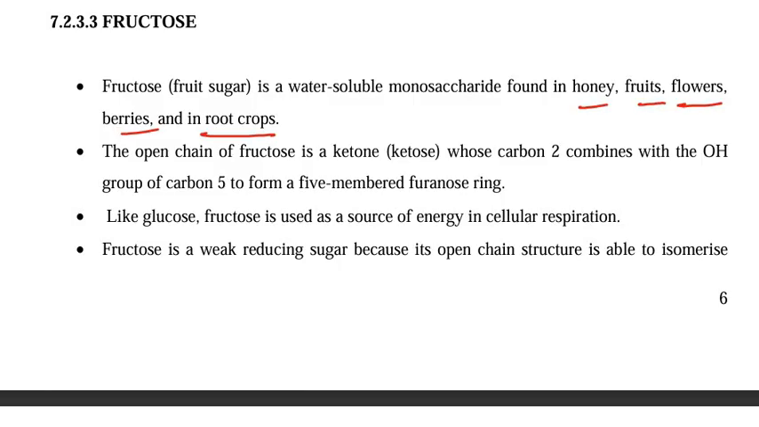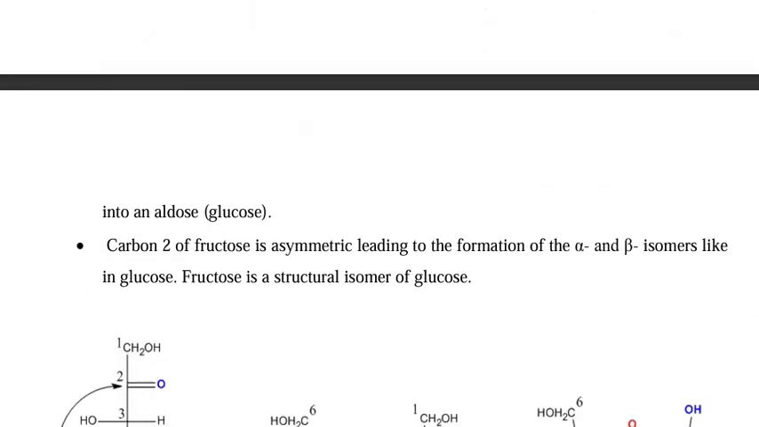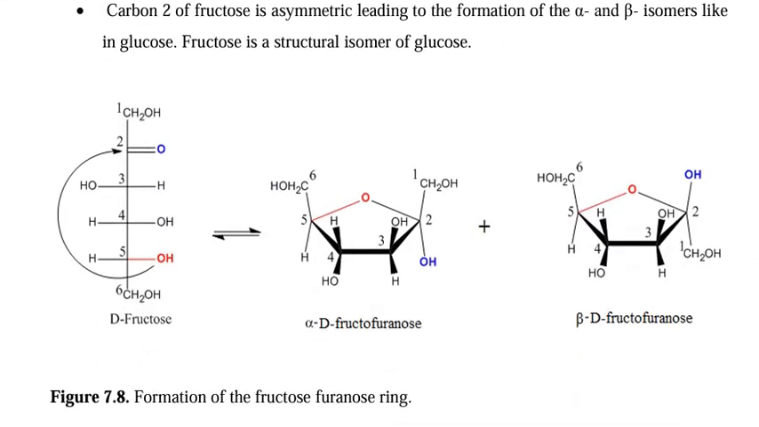The open chain of fructose is a ketone. So this is a ketone because of the location of the carbonyl, so here I want you to see this. This is fructose, and we're saying it's a ketose. Why are we saying it's a ketose? Because the carbonyl group is squeezed between a carbon and a carbon. There's no hydrogen attached to the carbonyl group. That's the main reason why we're calling this one from the ketose group.